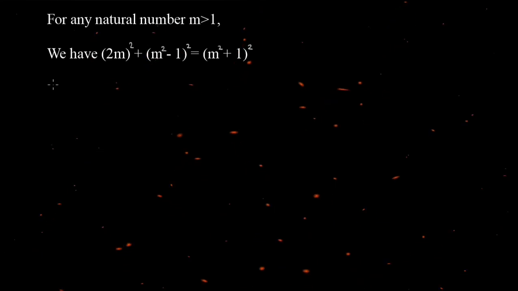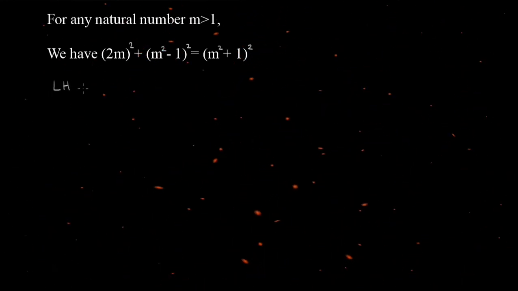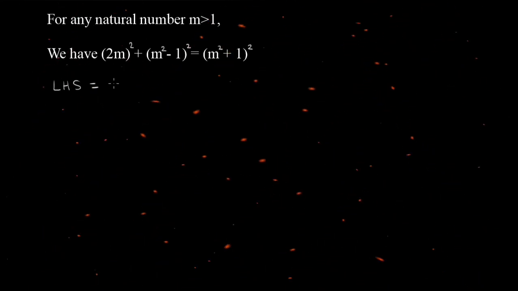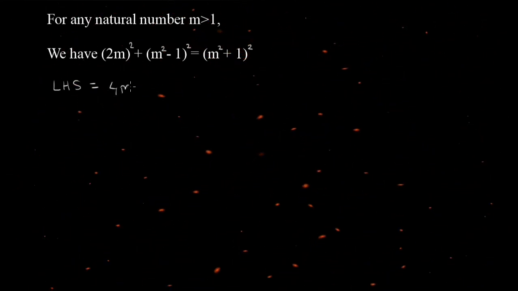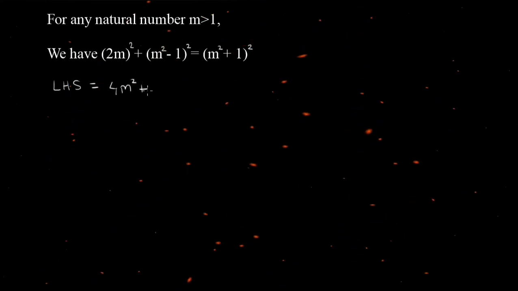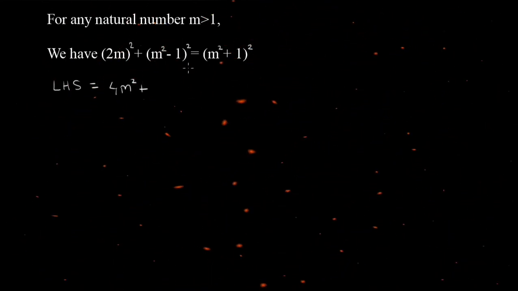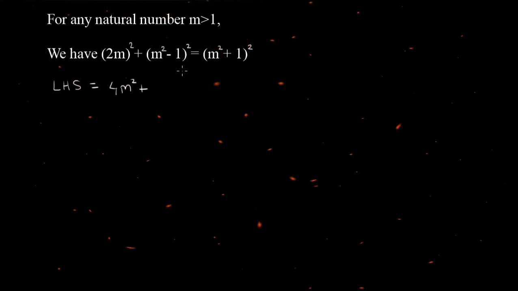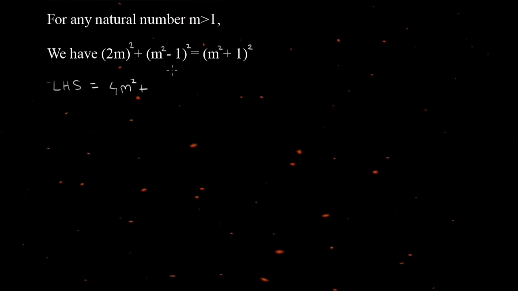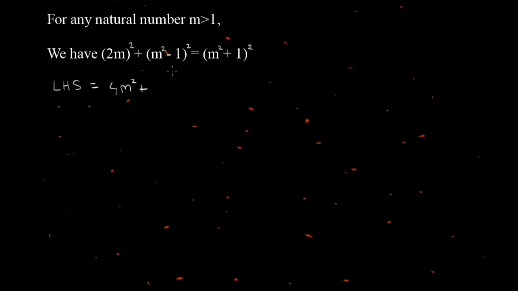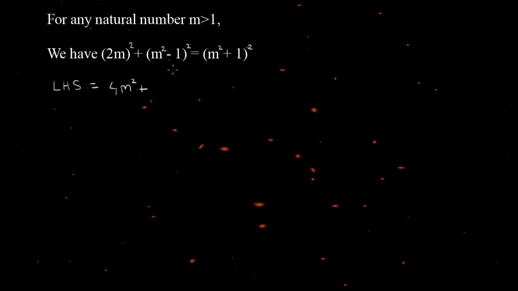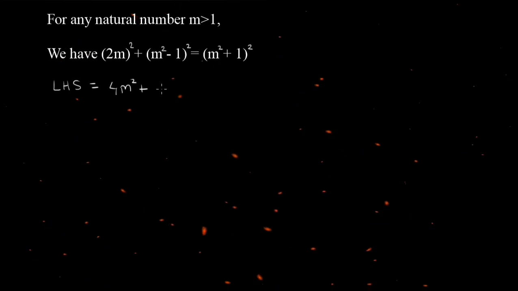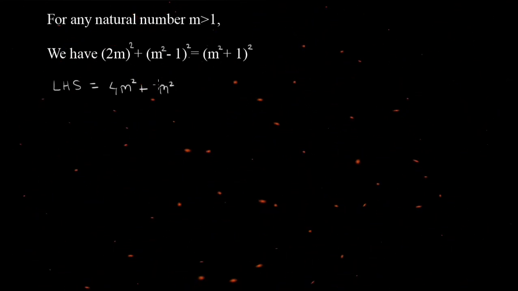So to find LHS, what we need to do? First of all, we will solve the left hand side. In the left hand side we have (2m) whole square, that gives you 4m square, plus (m square minus 1) whole square. Here we will use the (a minus b) whole square formula, which is a square plus b square minus 2ab. So keeping this formula in mind, a square, it means that m square will give you (m square) whole square. Clear how we are getting this?